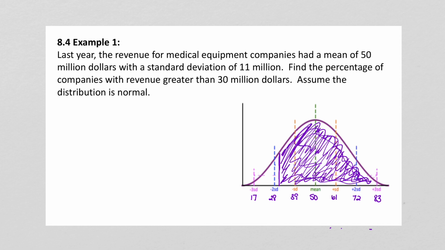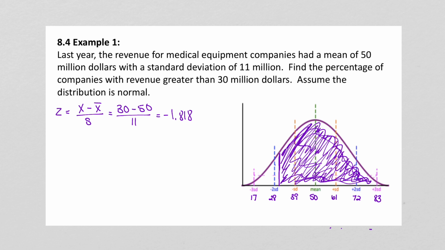So what we use is the Z-score. From our notes, our Z-score is the data value minus the mean over the standard deviation. Our data value here is 30, the mean is 50, and the standard deviation is 11. That gives us negative 1.818. So we are 1.818 standard deviations below the mean. To find the percentage that's greater than negative 1.818 standard deviations below the mean, the easiest way to do that is to use Excel.